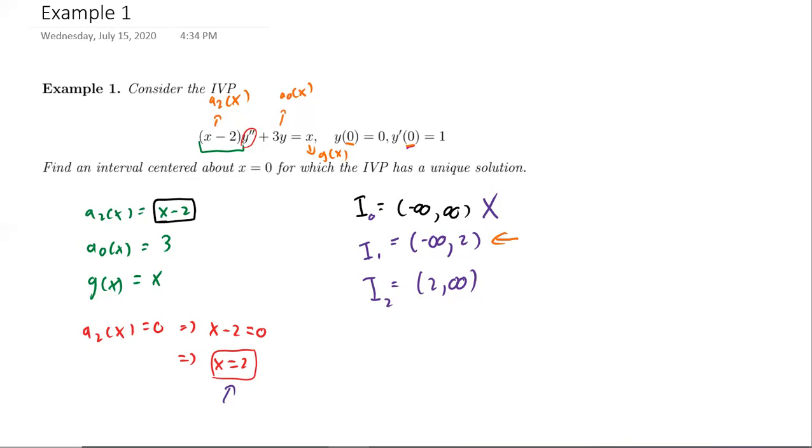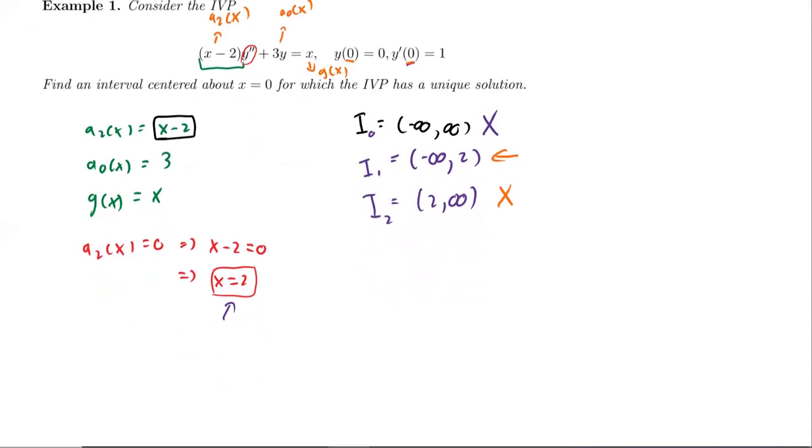Okay? So because of that, I sub 2 doesn't contain x equals 0. It's out of the picture, which implies the interval is going to be... so by theorem 1, we're guaranteed a unique solution that exists to this initial value problem on this interval. Now, we're not done. Why? Because this is asking for the interval to be centered at x equals 0. This interval is not centered at x equals 0, right?